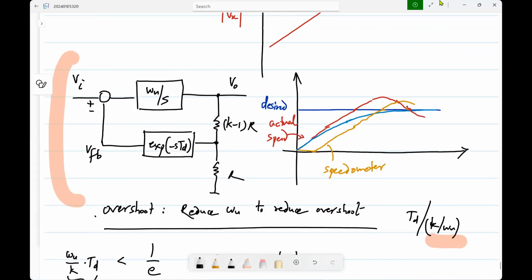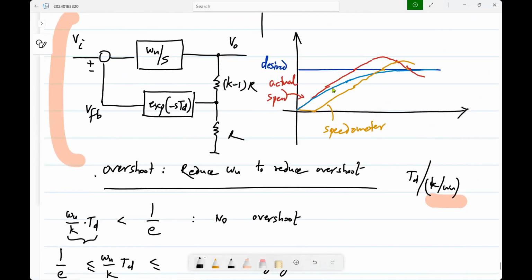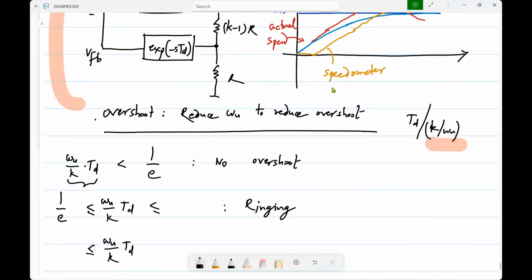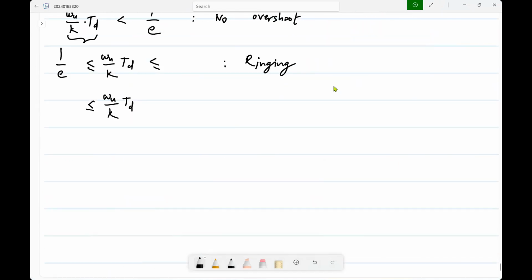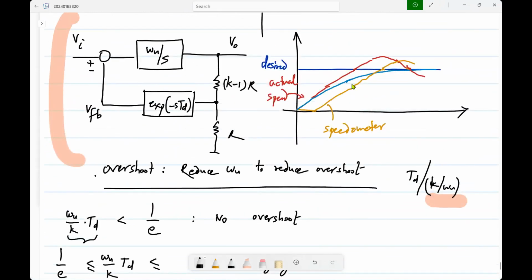Okay. Now let's just, it's a simple calculation. So you can find out what the value of the delay is. Okay. So how do you find out? So you have V naught by Vi. What is it in this case? What is V naught by Vi?